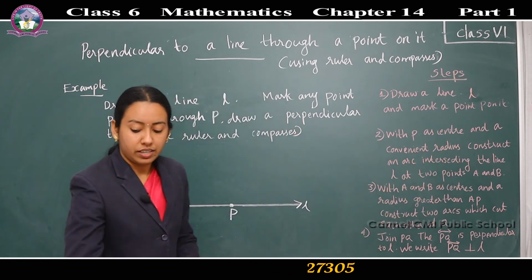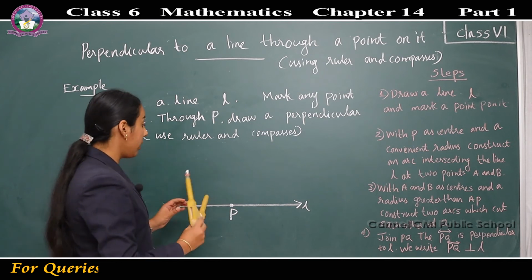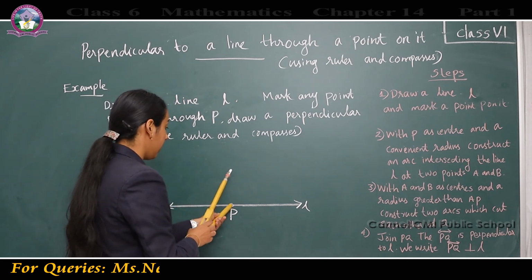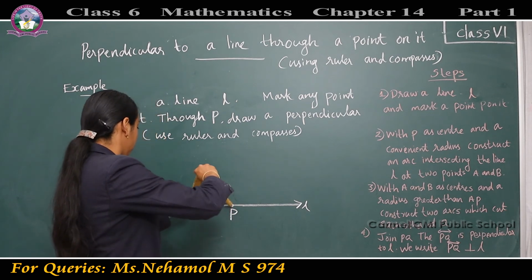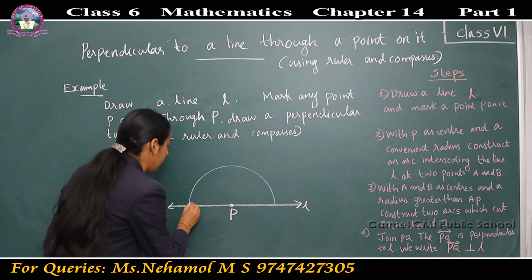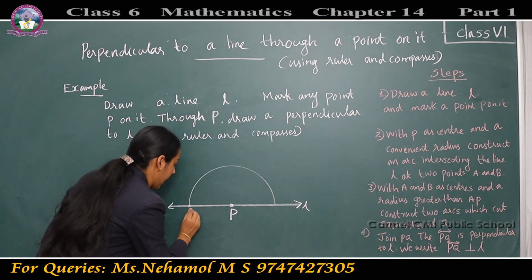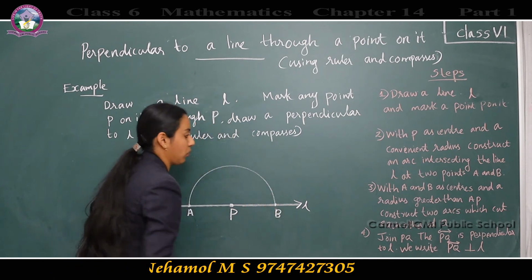A and B. Now with P as center, we have to draw an arc with a convenient radius. So with P as center, draw an arc. Now let this point be A and this point B, intersecting points.